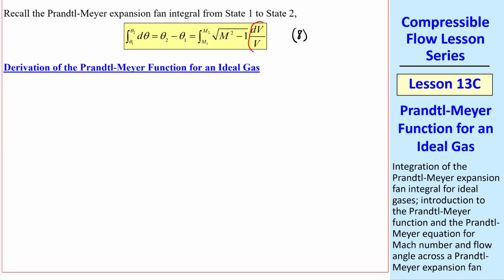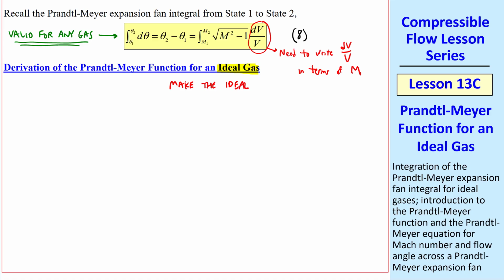The problem with this equation is that we need to now write dV over V in terms of Mach number so that we can integrate this right-hand side. And as we commented last time, this equation is valid for any gas. But now we'll make the ideal gas approximation. I'll go through the algebra here.